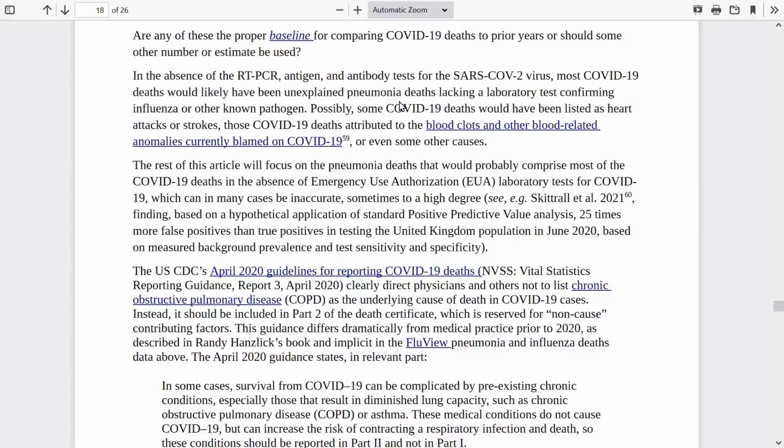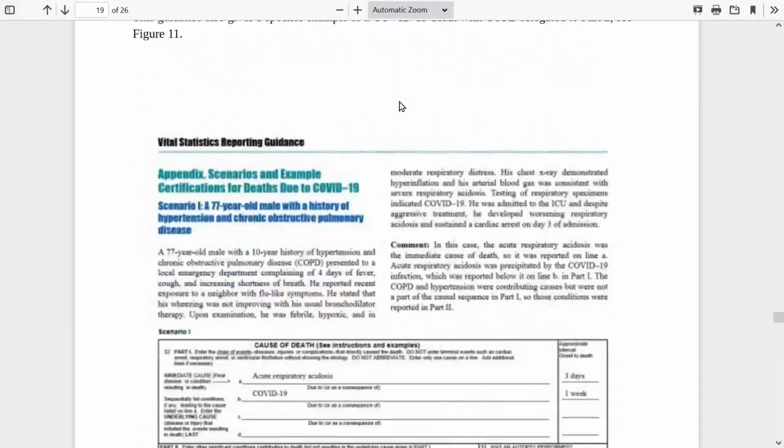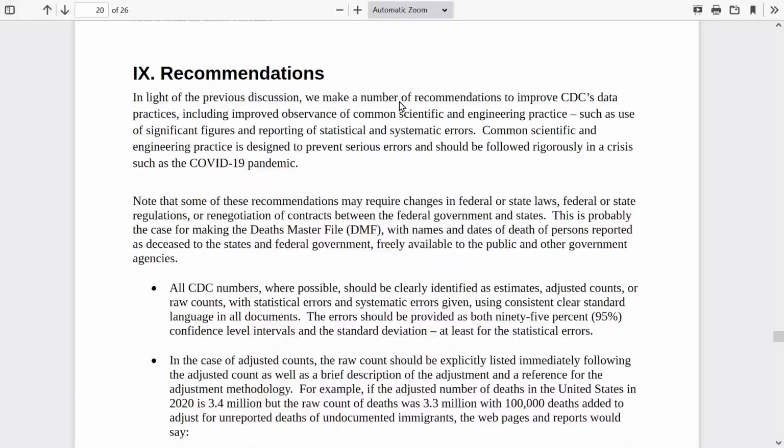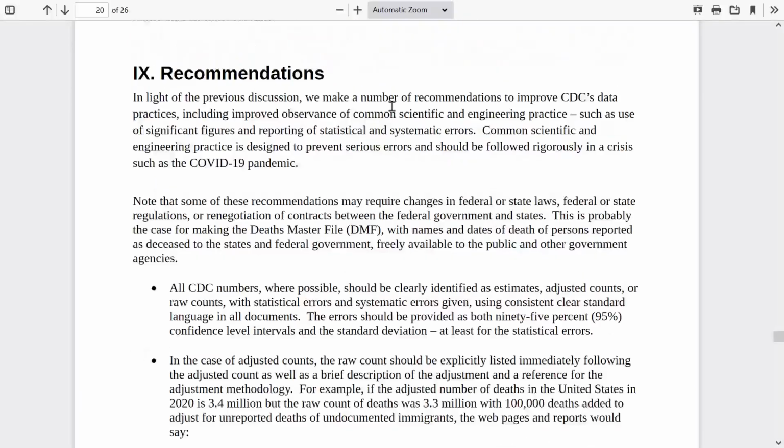Because there are also other non-respiratory underlying causes of death, ischemic heart disease, for example, that in the past would have been considered the underlying cause of death and now would be a contributing cause only for COVID. So it's very complicated, and many of these technical issues are not handled well by the CDC and are a source of, at best, confusion. And anyone with a good knowledge of common scientific and engineering practice would really wonder about this stuff.